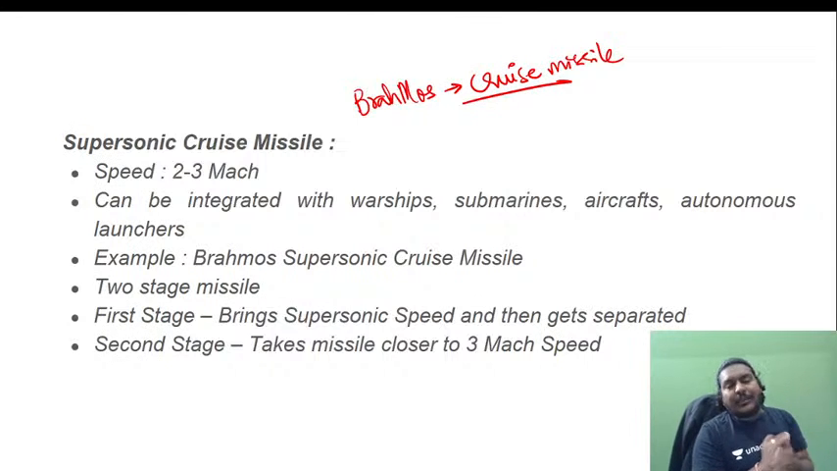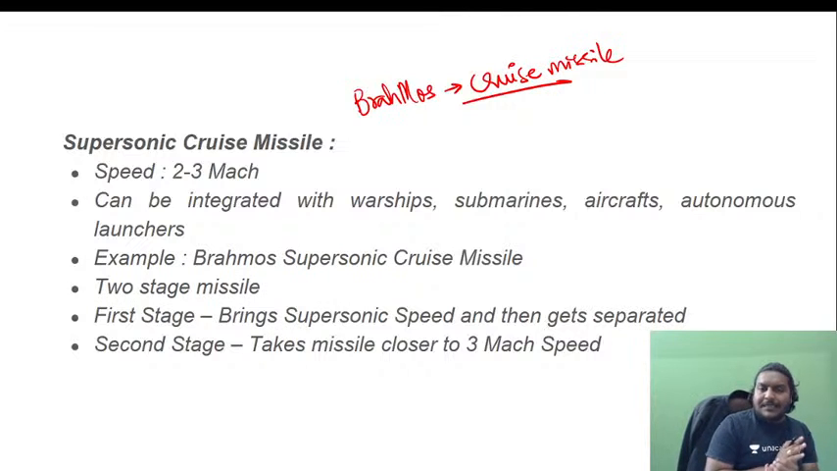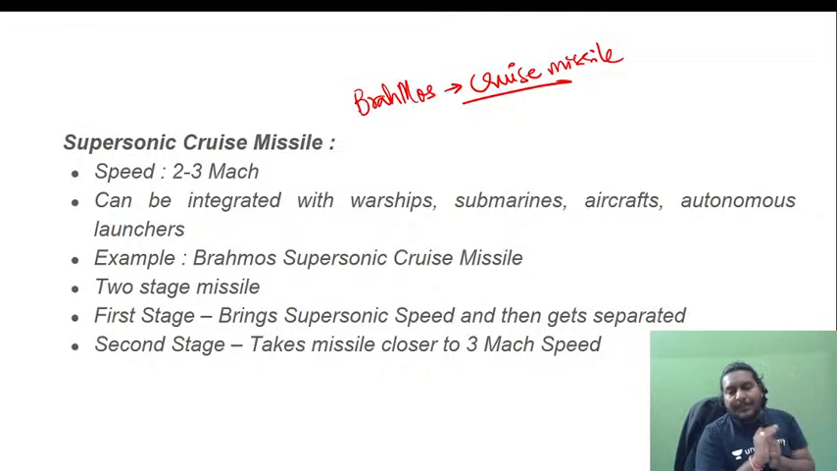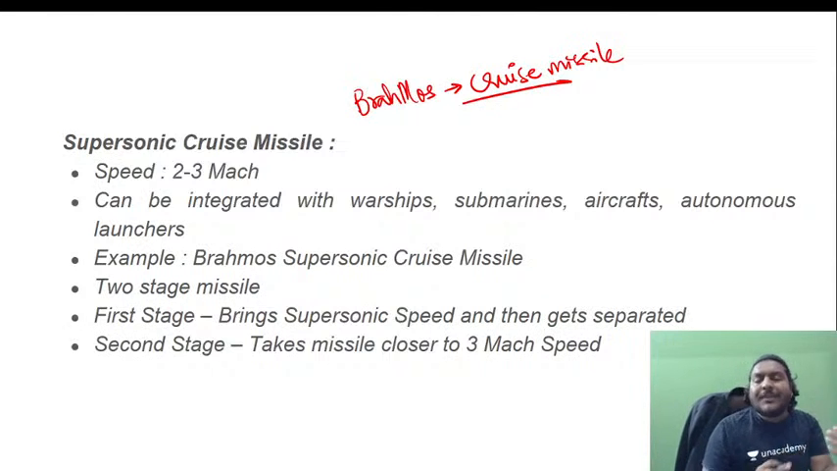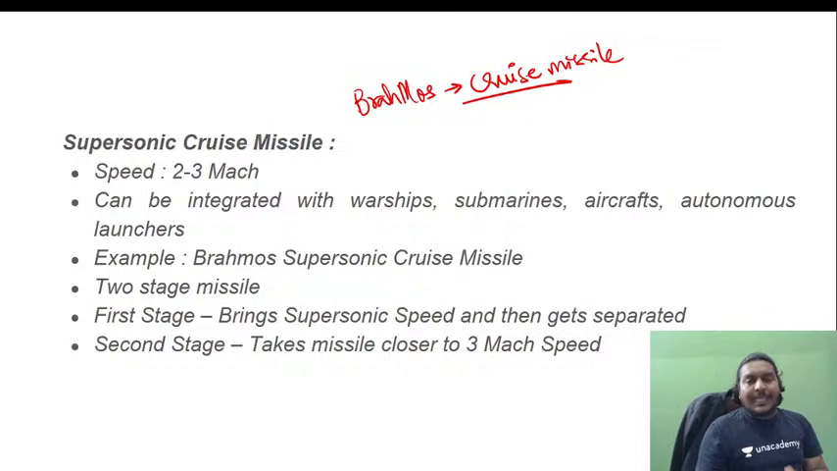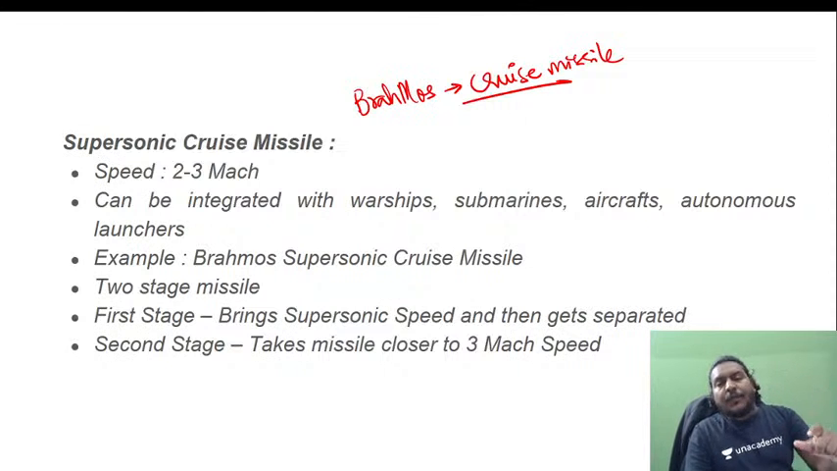Now so is the case here. The 2-stage missile I said, so it has 2 parts in particular, where the first stage would actually try to give it more speed, like it would try to give you a supersonic speed, and after attaining that, the first part would get separated. Then the second stage would take the speed.